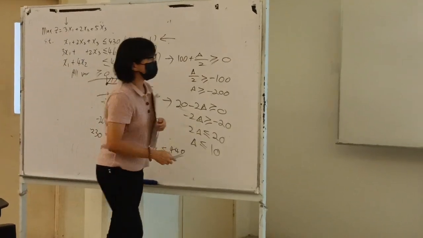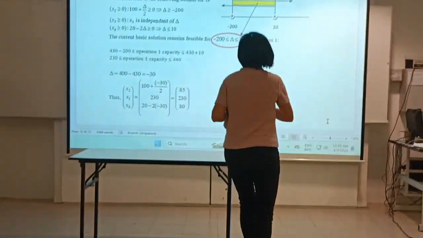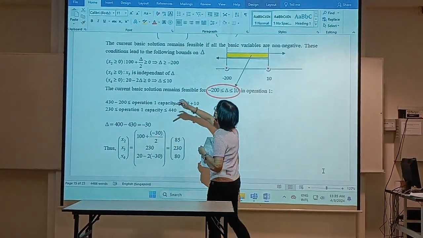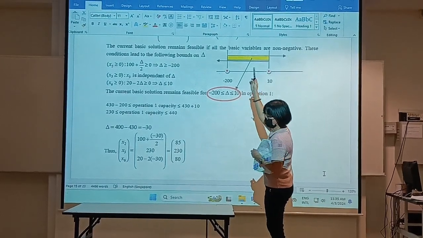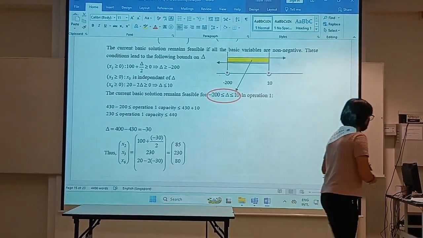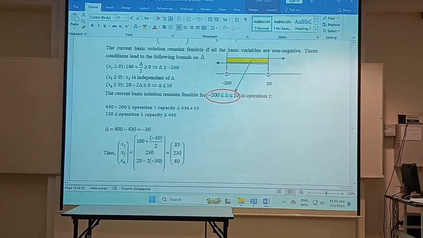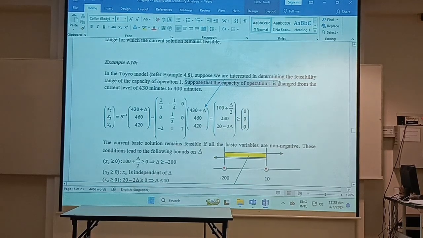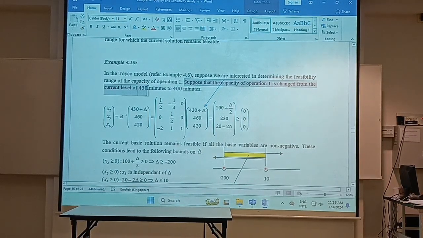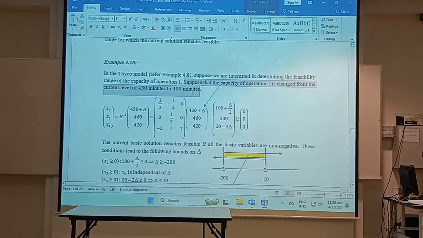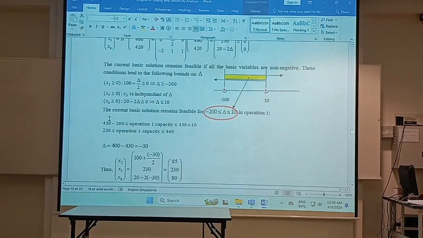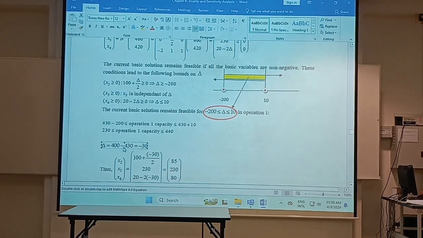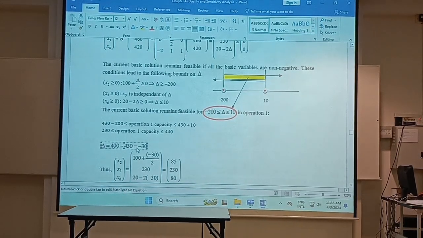Okay, get it? So this is the way of doing. As you can see from here, this is 440 and then this is 230. Then right now, if you go through the question, this is the one. Suppose that the capacity of operation 1 is changed from the current level of 430 to 400. 430 to 400, we want to find the changes. The changes here is 400 minus 430 is equals to negative 30.